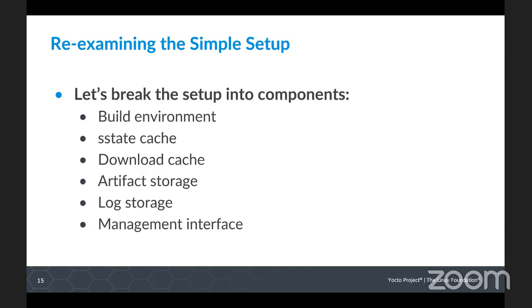We also need some artifact storage. So when the build's finished, we likely have some artifacts in the temporary directory, so tmp/deploy, that we care about, the reason we've done the build in the first place. We're going to want to store those somewhere a little more permanent. We also want to store the logs that come out of the build so that we can investigate if anything's gone wrong. And we also have what I'm calling the management interface. So this may be a web interface provided by the CI system.